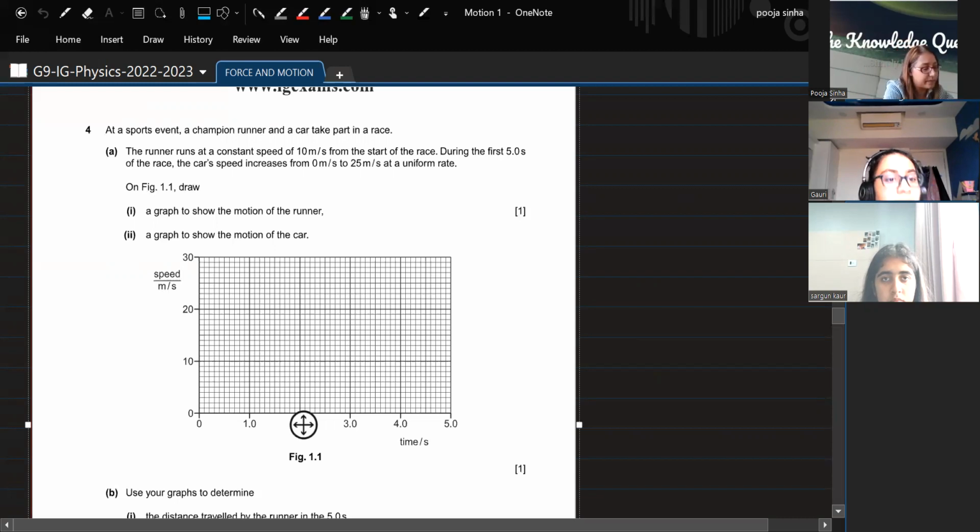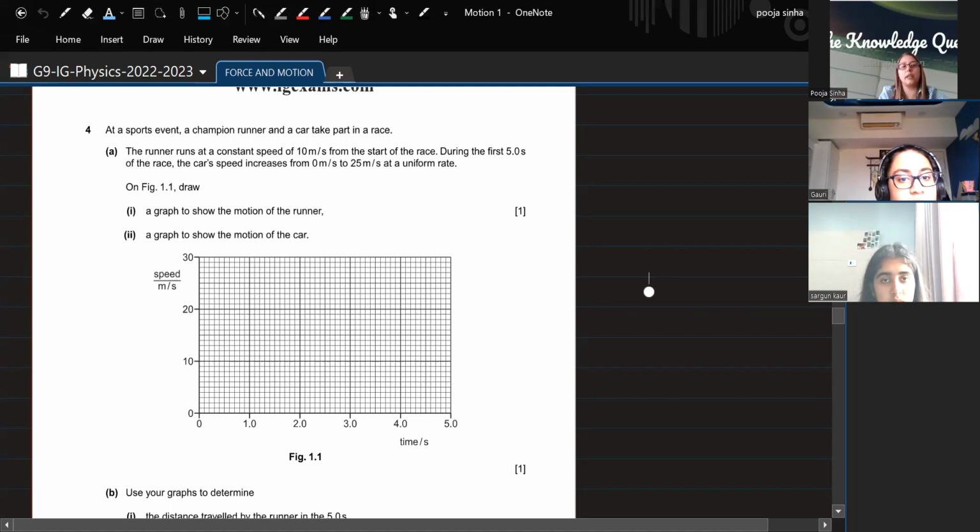Gauri, read it. At a sports event, a champion runner and a car take part in a race. The runner runs at a constant speed of 10 meters per second from the start of the race. During the first 5 seconds of the race, the car's speed increases from 0 meters per second to 25 meters per second at a uniform rate. Okay, so we need to basically take the information given to us and draw graphs both for the runner and for the car, दोनों के लिए.